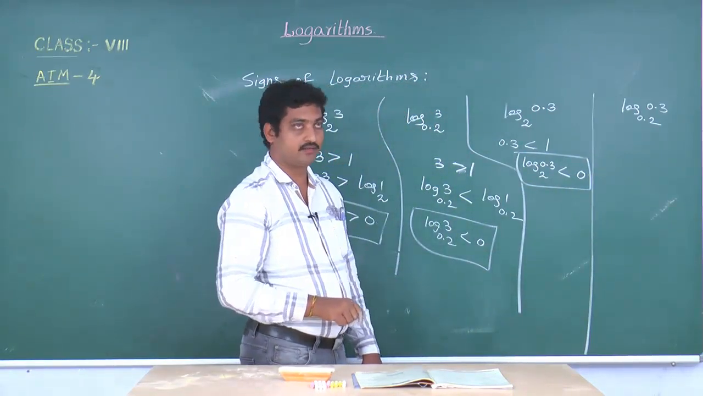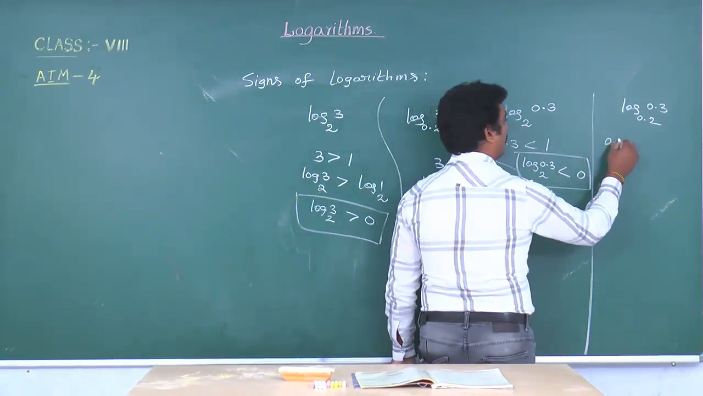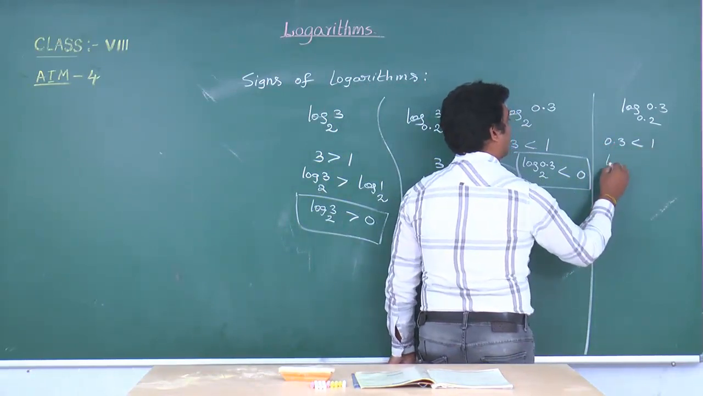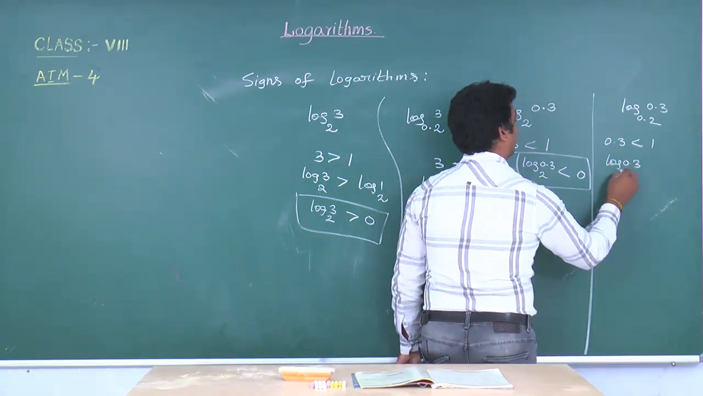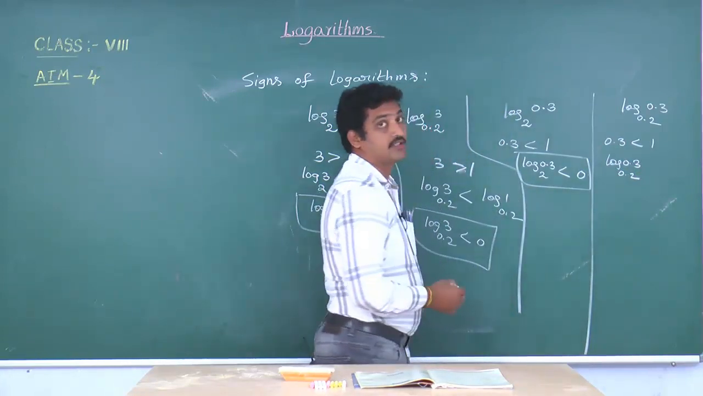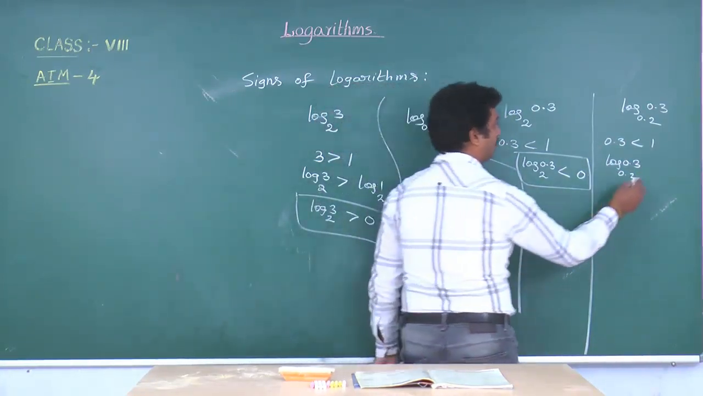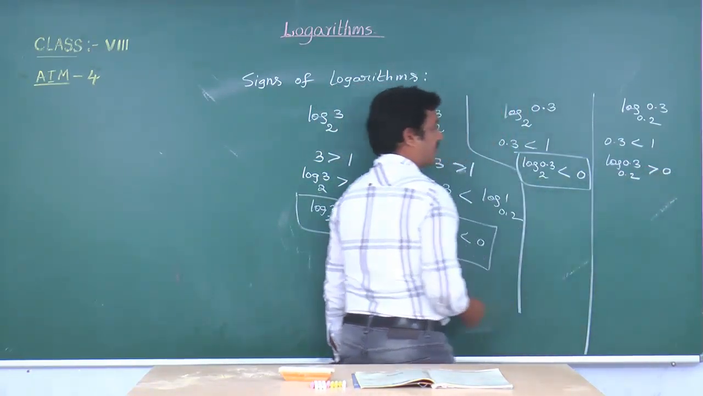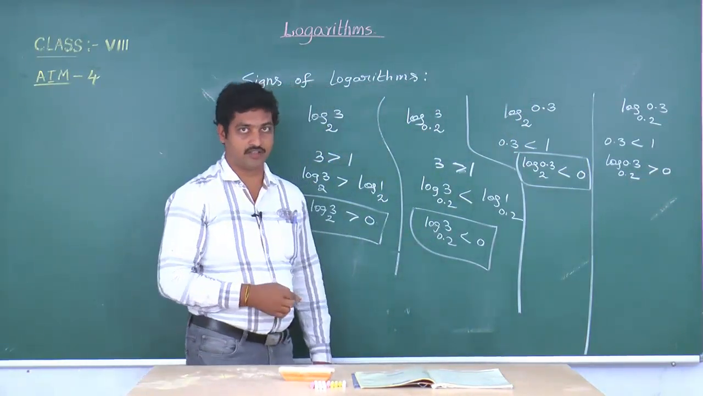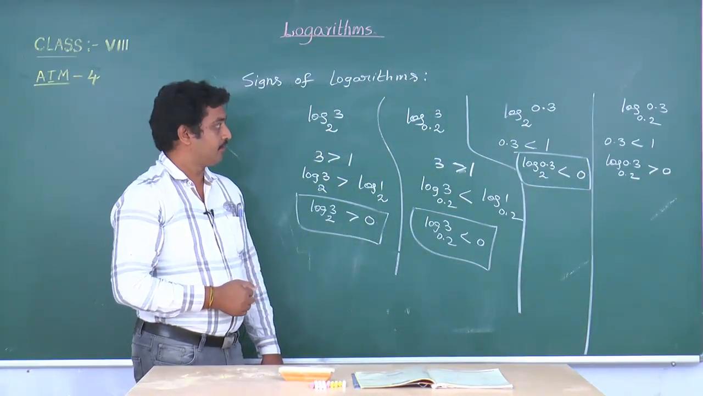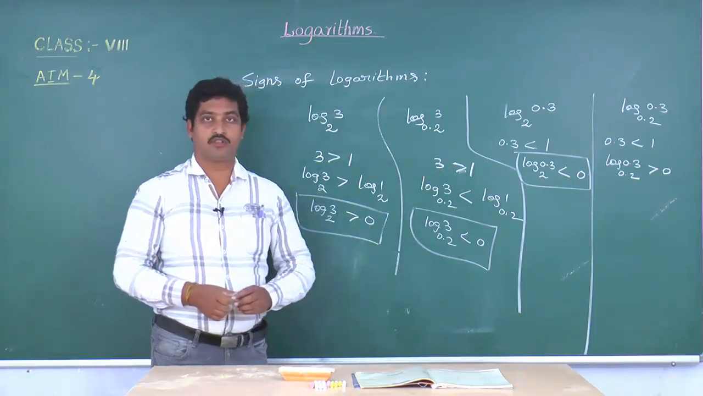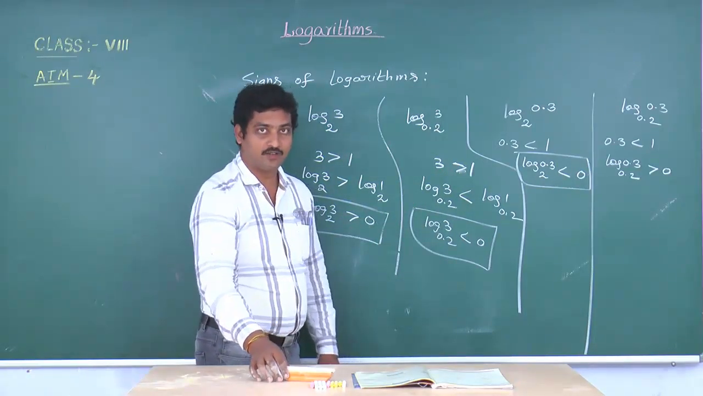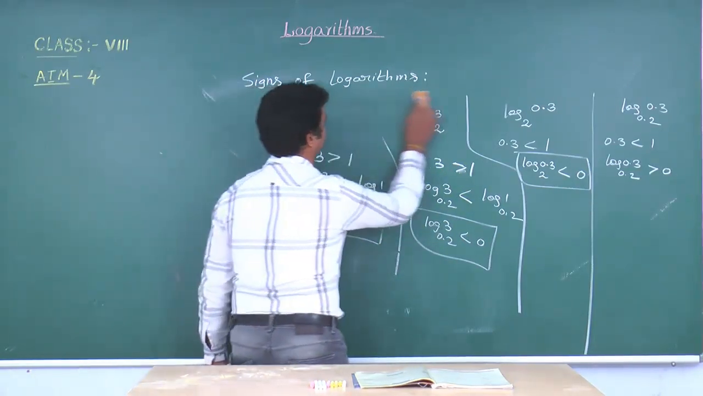That is the reason. Now, finally, 0.3 is less than 1, apply logarithms on both sides with the base 0.2. Then the inequality will be changed because the base lies between 0 and 1. By observing these 4 examples, we will get one conclusion.